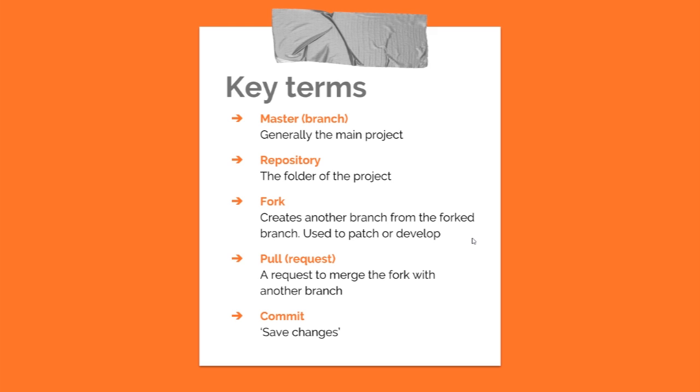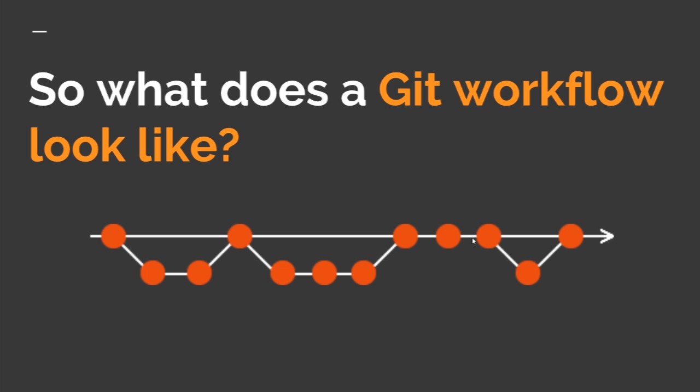Okay, so what does a Git workflow look like? So generally, and this is a very simplified version, this would be what you'd see if you were working with Git on your own. So you see across the top, you've got the main horizontal arrow. That is your master branch, your main project. This is what your project is along here. And each of these little orange circles, they represent your commits.